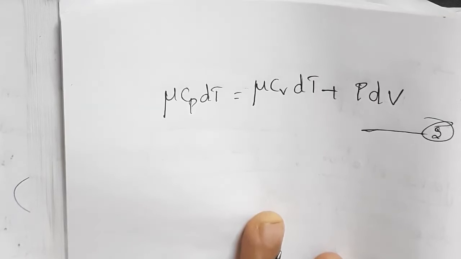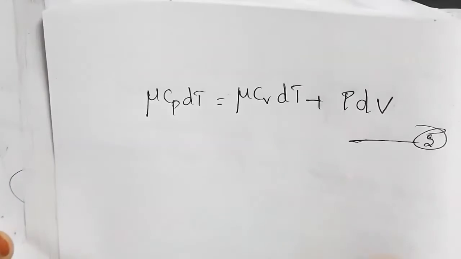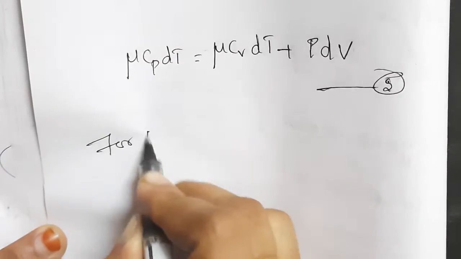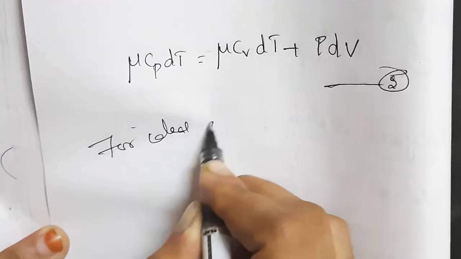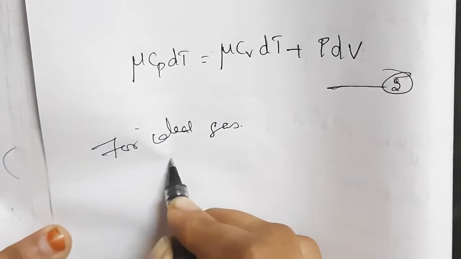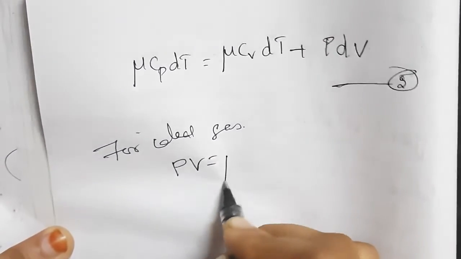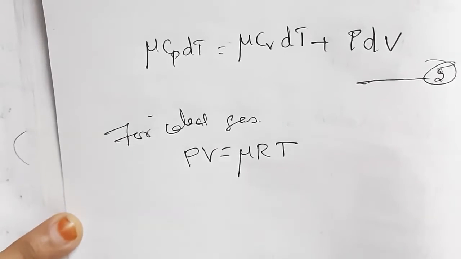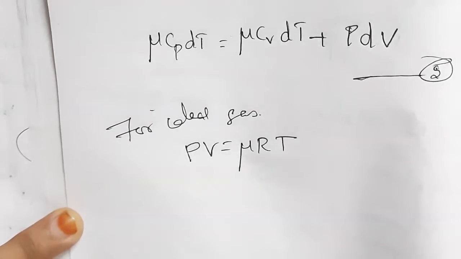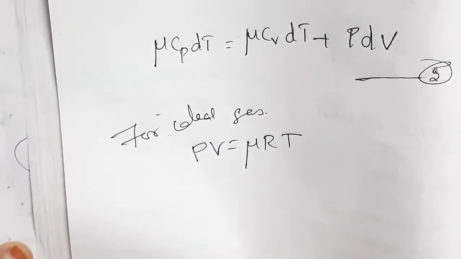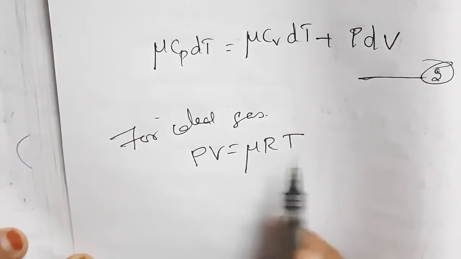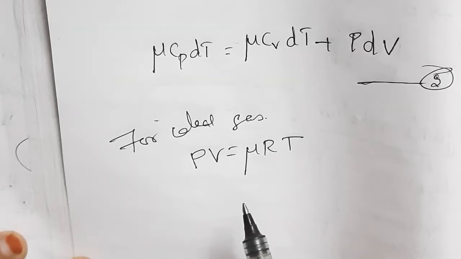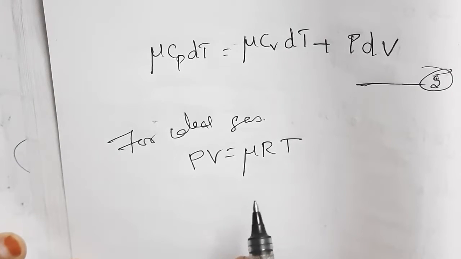Now we know the ideal gas equation. For an ideal gas, the equation of state is given by PV is equal to mu RT. When we are differentiating this equation on both sides, the differentiation is actually done by means of the UV method.